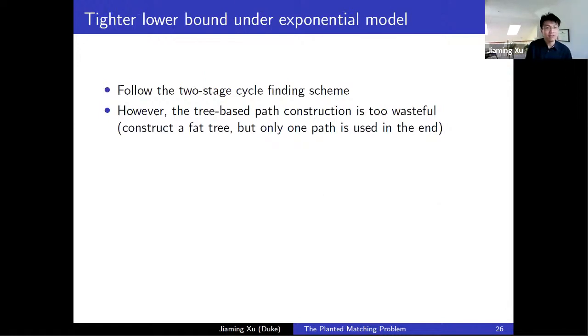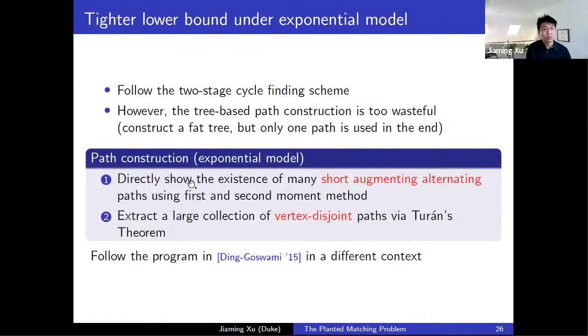This suggests that we should directly look for alternating paths in this exponential model. That's exactly what we did here, but we do that in two steps. We first try to show there are many short alternating paths using the first and second moment method. But note that these alternating paths may overlap.